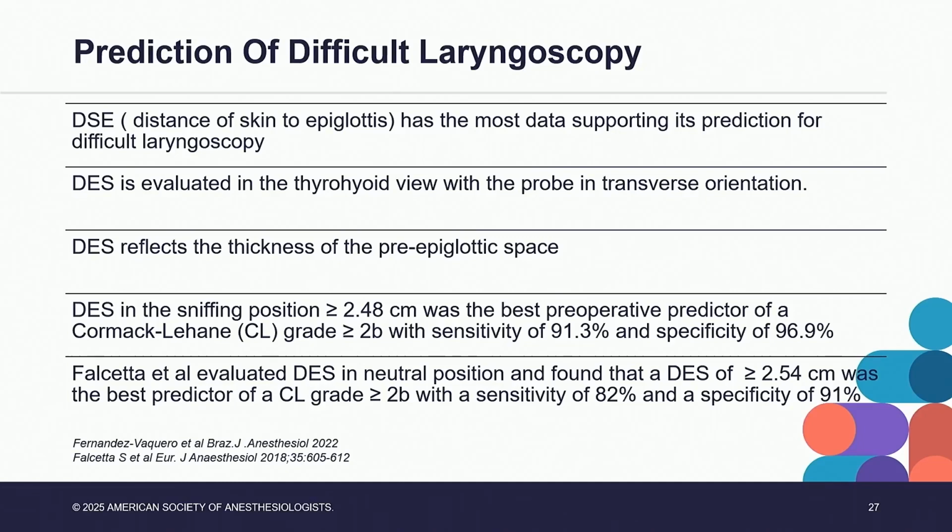and a specificity of 96.9%. Also, for DSE in the neutral position, they found that a DSE of more than 2.54 centimeter was the best predictor of Cormack-Lehane 2B, with a sensitivity of 82% and a specificity of 91%.